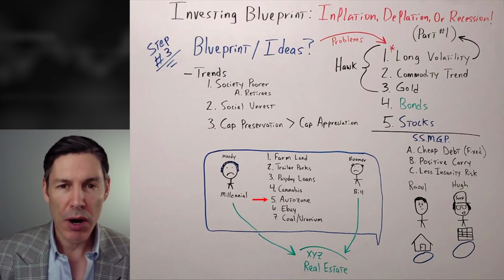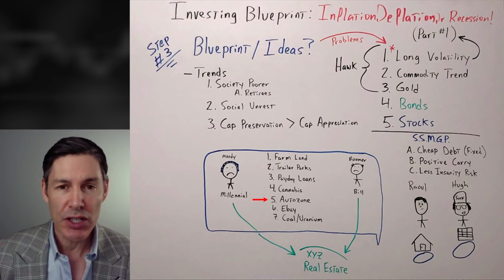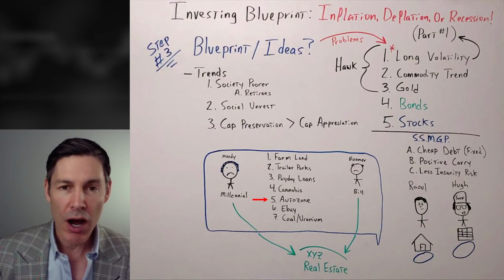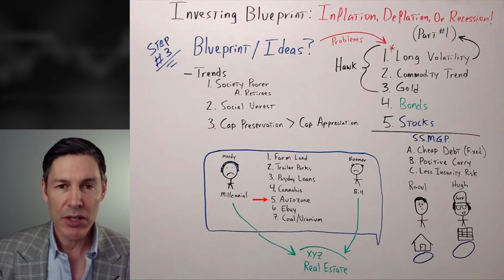AutoZone or any auto parts store, not saying they're cheap right now, but I think if we go into a recession or a deleveraging, regardless of whether it's inflationary or deflationary, fewer people are going to be able to buy new cars. They need to work on their own cars, and AutoZone, O'Reilly's, that's the place you go.